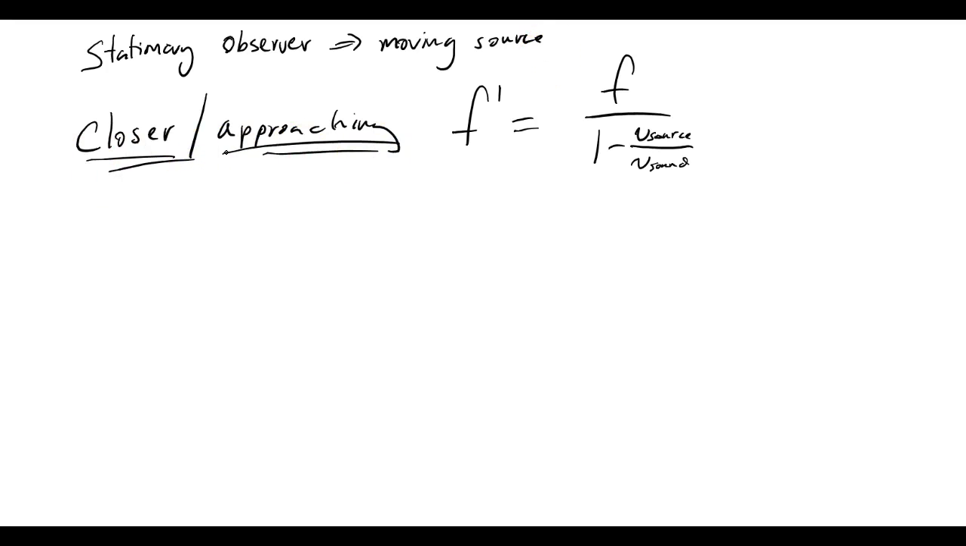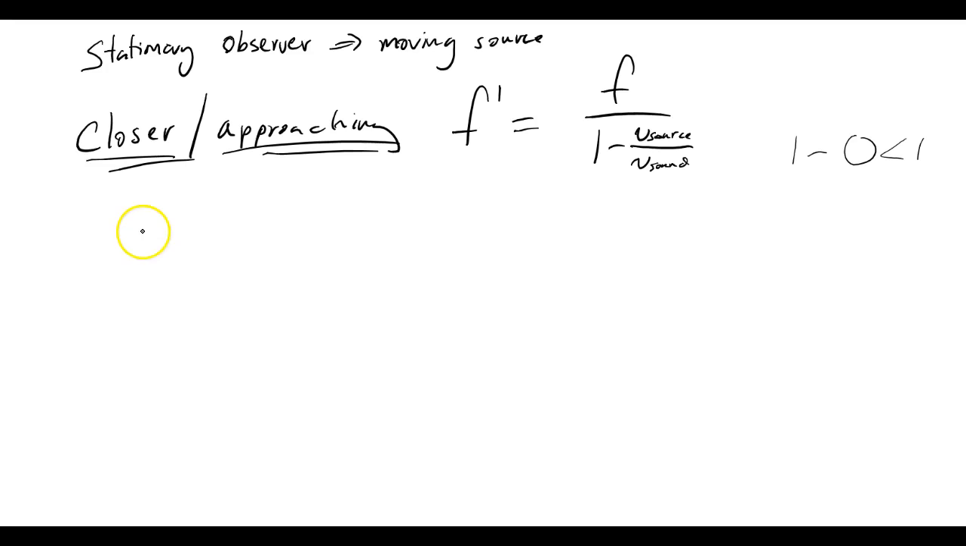Okay, and so let's see if this makes sense. The reason we have a minus sign is the source, if it's moving at all, this will be some fraction. 1 minus some fraction is going to be something less than 1, which means if the denominator is less than 1, that's going to make the perceived frequency higher. That should make sense. All right?